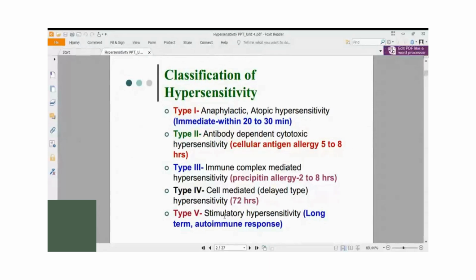Then type 5 hypersensitivity, which is also called autoimmune response. It is autoimmune hypersensitivity where the body of an individual recognizes the self antigen as a foreign antigen and mounts an autoimmune response against that self antigen, resulting in an adverse reaction. And therefore, it is called stimulatory hypersensitivity. Details of that we'll see later.